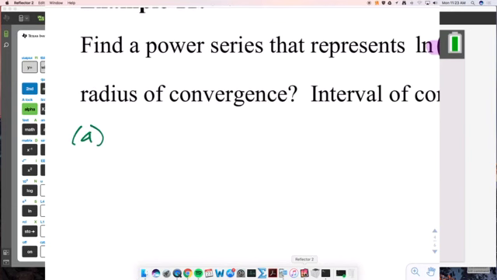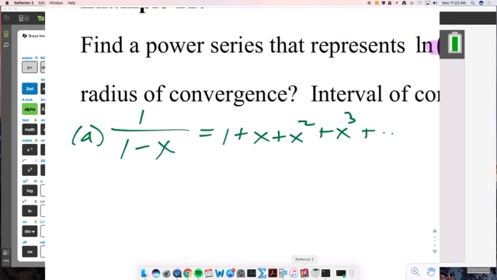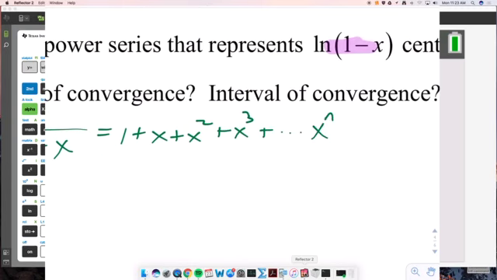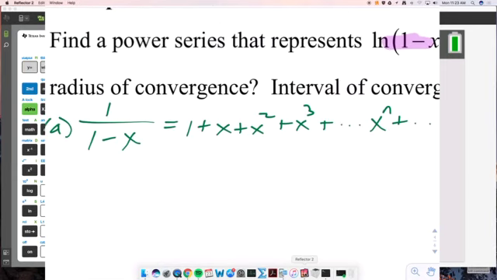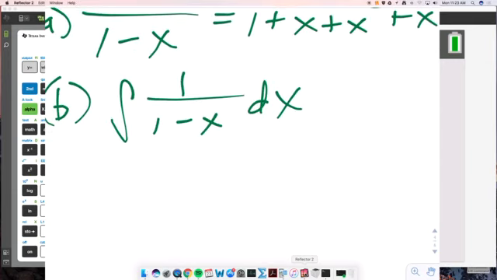Let me say part A. It might say, what is the series for 1 over 1 minus x? Good thing we have it memorized. It's 1 plus x plus x squared plus x cubed plus yada, yada, yada, x to the n plus yada, yada, yada. Assume it says to write the first 4 non-zero terms and the nth term. All right, so part B. It might ask you, what is the integral of 1 over 1 minus x? All right, so let's work on that.